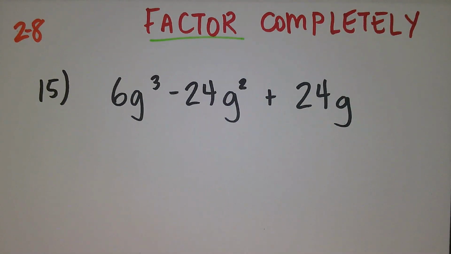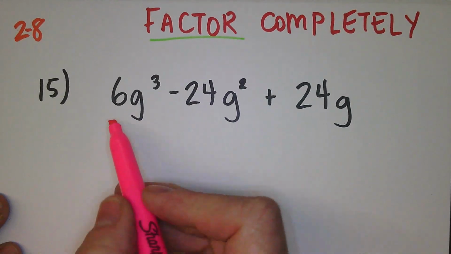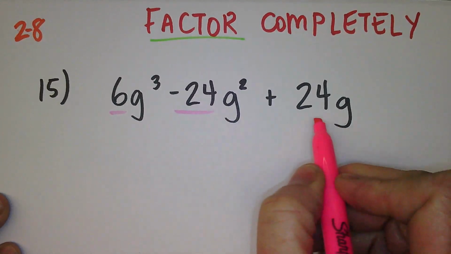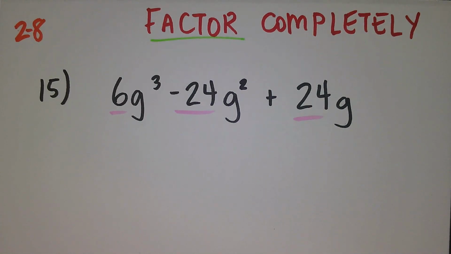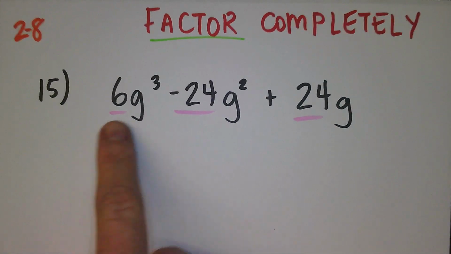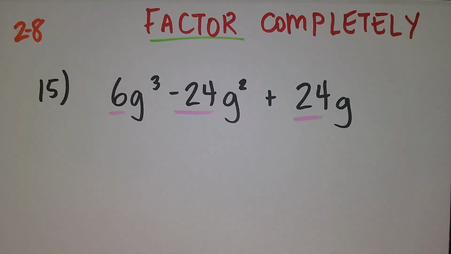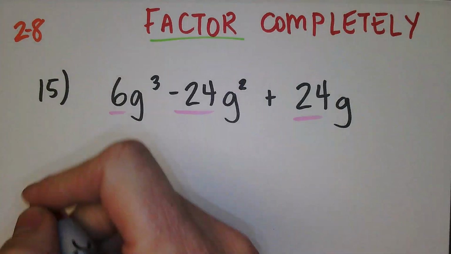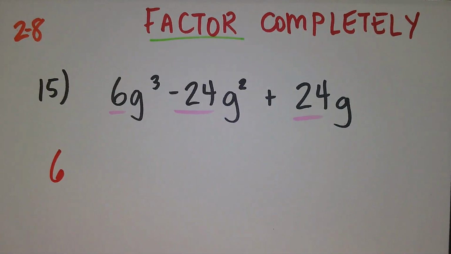So at the start, what you want to do is look at all the terms and see if there's a common factor for all of them. And let's see, we got 6, minus 24, and 24 as a number. And definitely there's a common factor there. I mean, they're all even, so I know 2 is going to go into them. But I also know that 6 goes into 24. So I can definitely pull out a 6 out of all three of these terms.